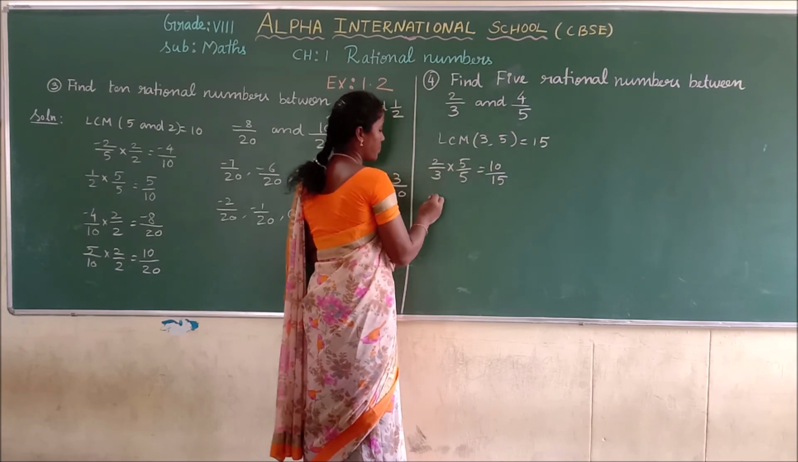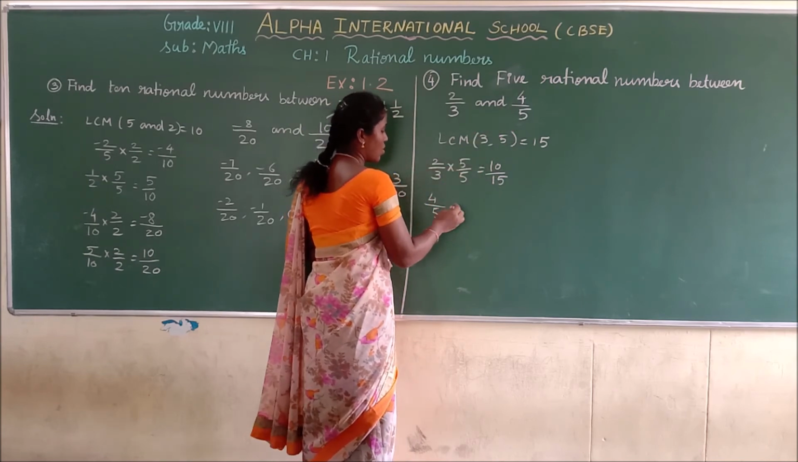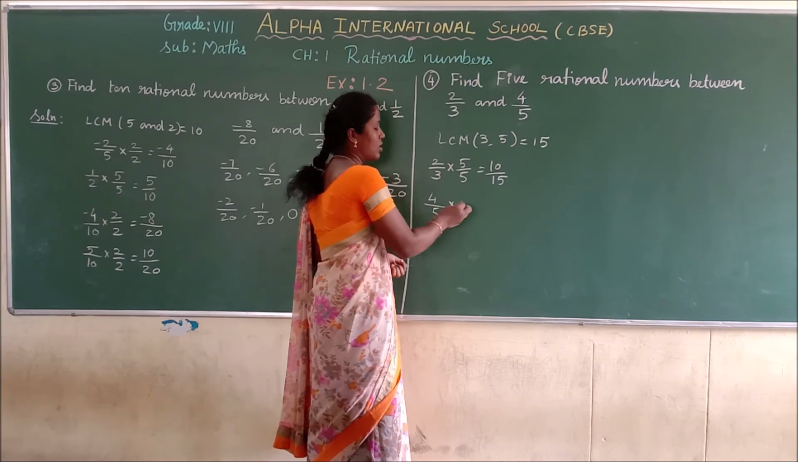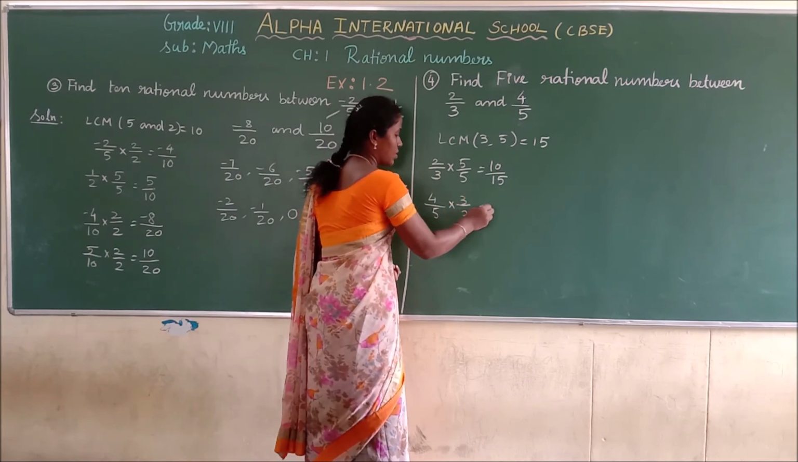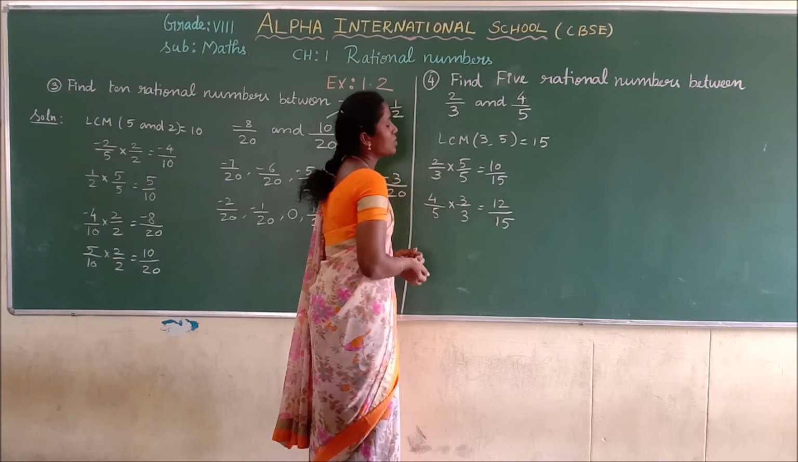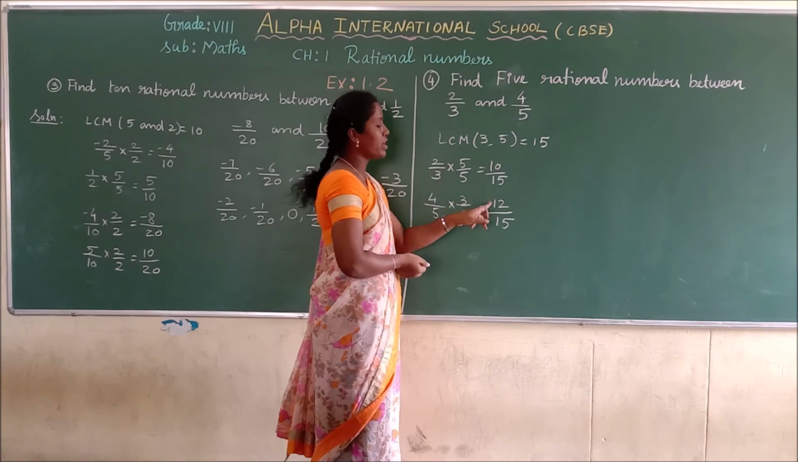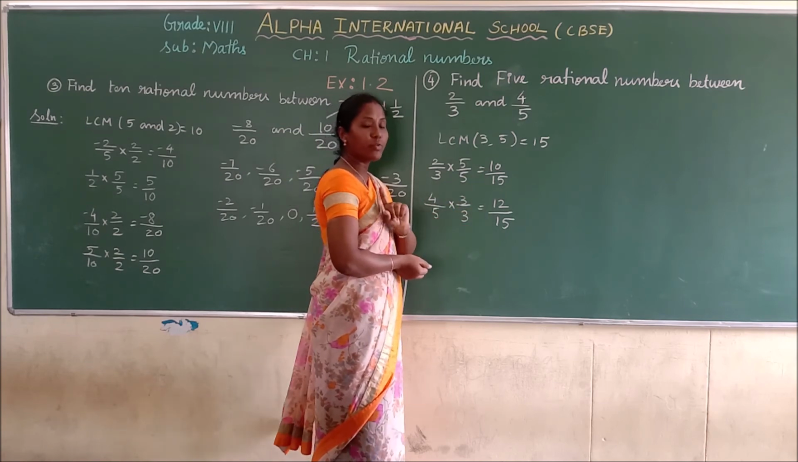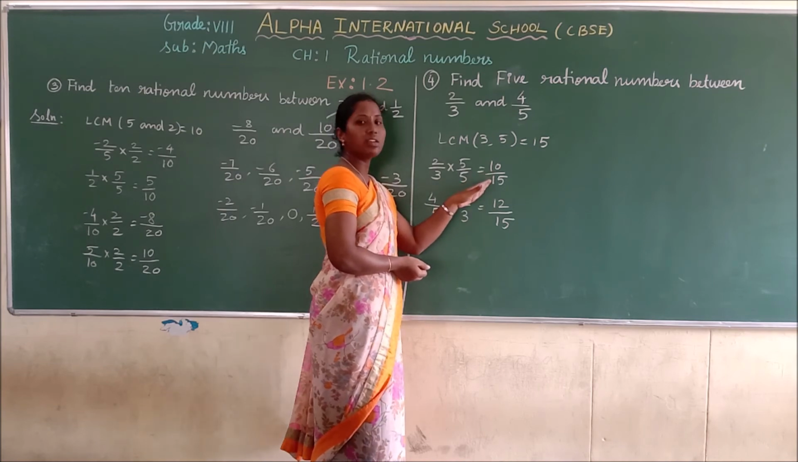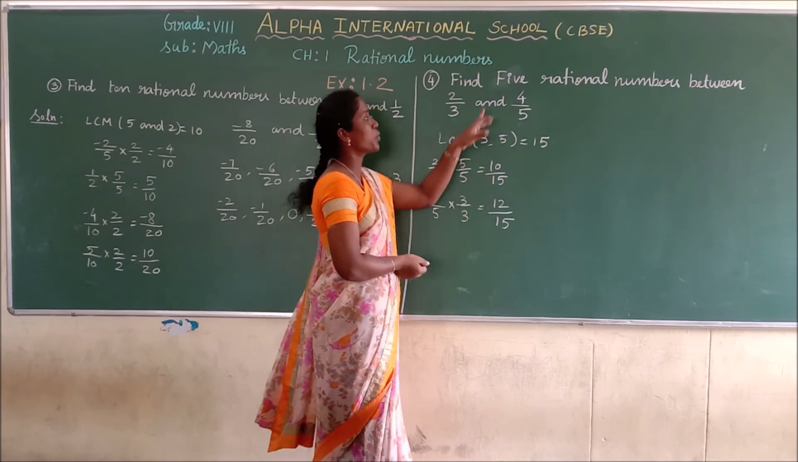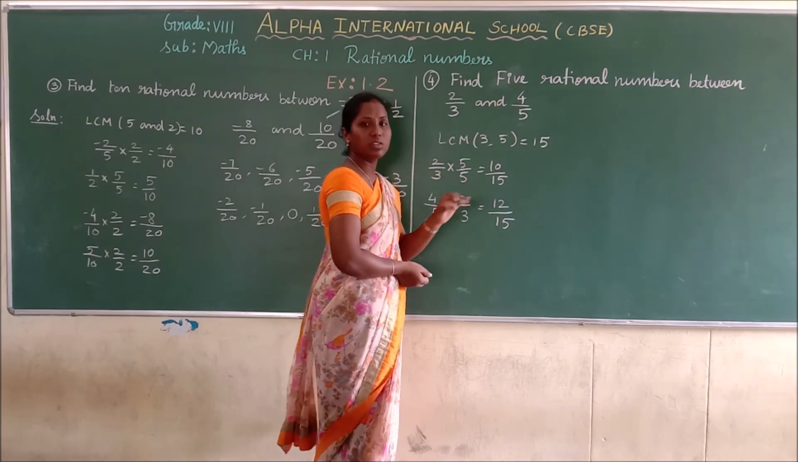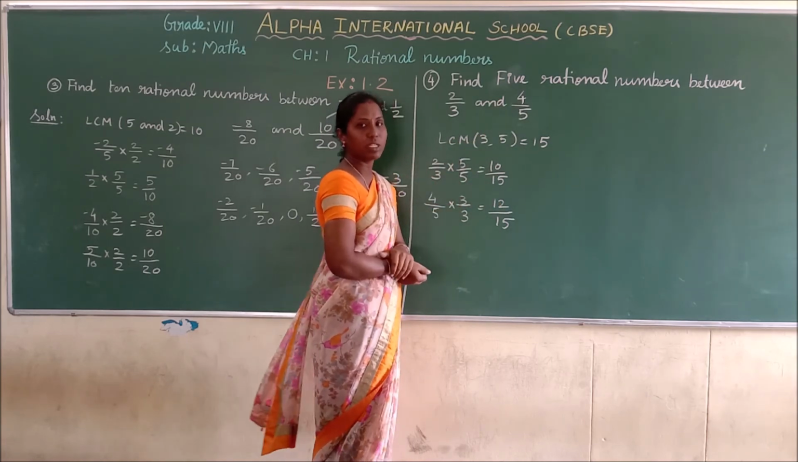The second number, 4 by 5. What number should be multiplied with 5 to get 15? 3. So multiply and divide by 3. 4 threes are 12 by 15. So listen children, here we are getting 10 by 15 and 12 by 15. If you want to identify one rational number between them, it is easy. The next number after 10 is 11 by 15. But the question is we have to find 5 rational numbers between them. One number is not enough.